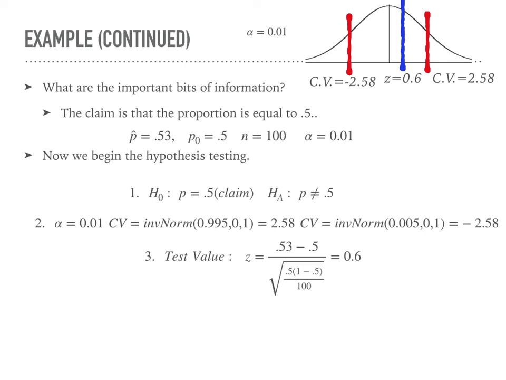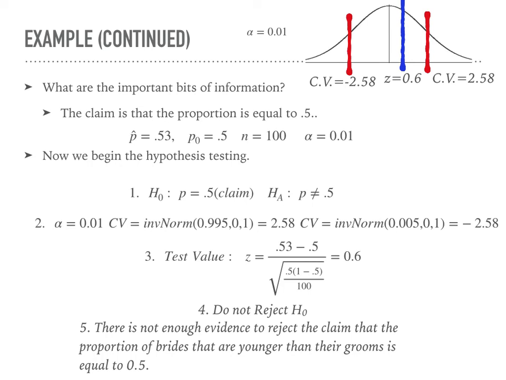We see that our z value is not in the tail area. If it's not in the tail area, we decide do not reject the null hypothesis. So there's not enough evidence to reject the claim that the proportion of brides that are younger than their grooms is equal to 0.5.